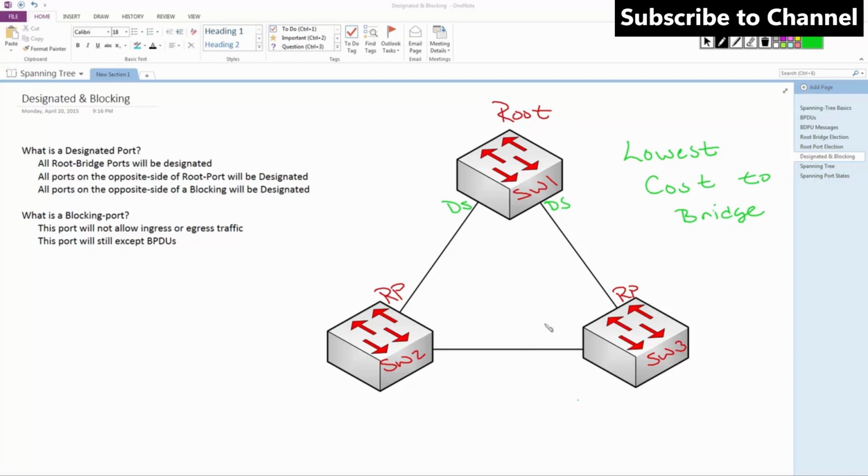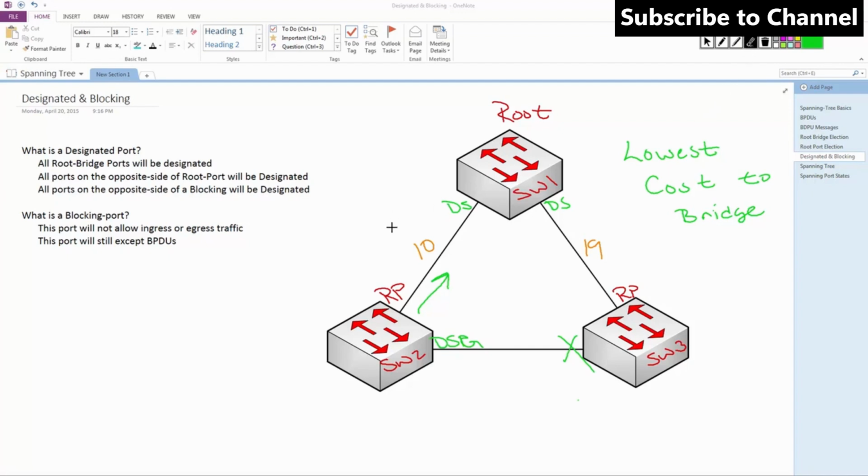So, if switch 3 had a cost of 19 and switch 2 had a cost of 10, trying to find out who's the designated port between switch 2 and 3, this link here, switch 2 wins the election because he has a lower cost to the root bridge, and he will be the designated port, and switch 3 will block its port.